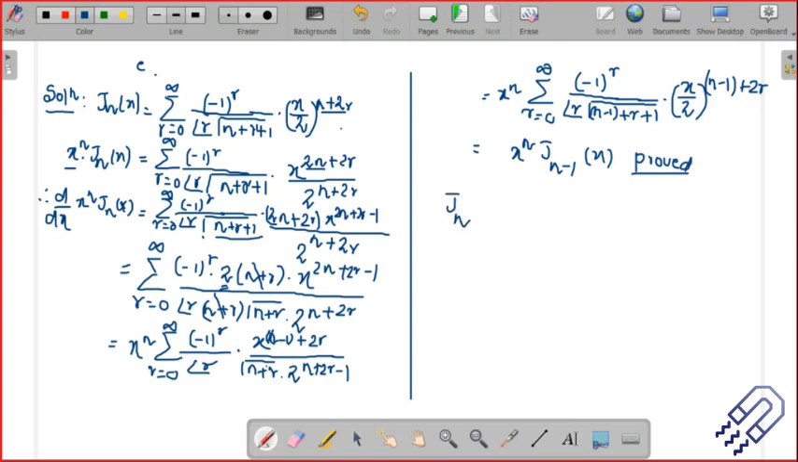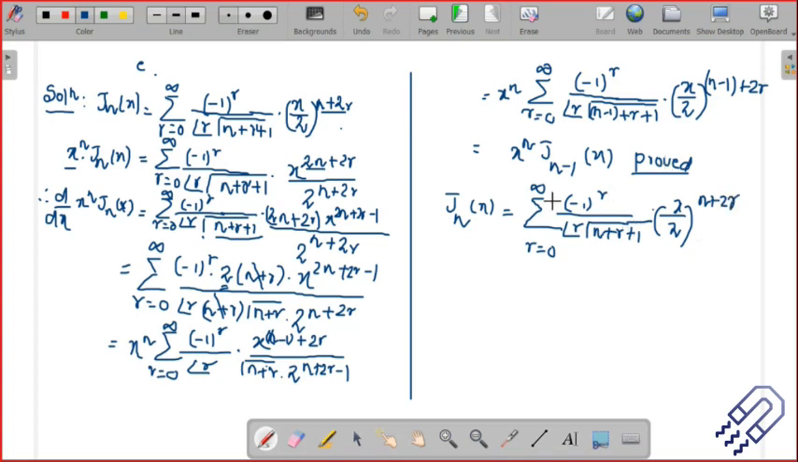So what is my J n x? J n x is equal to summation r equals 0 to infinity, minus 1 to the power r divided by factorial r gamma of n plus r plus 1 into x divided by 2 to the power n plus 2r. That's my J n x. Now let me just mark this. In place of n, we have got n minus 1. In place of n, we have n minus 1. That means this term is J n minus 1 x.